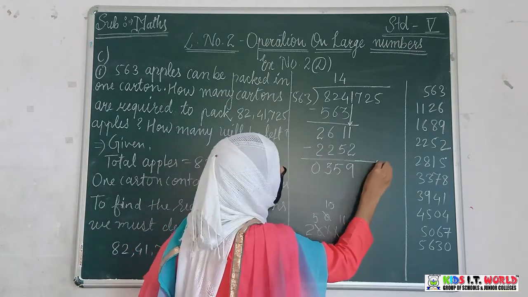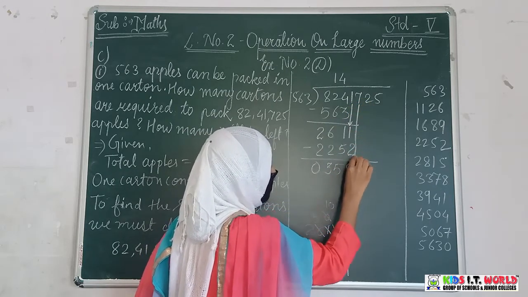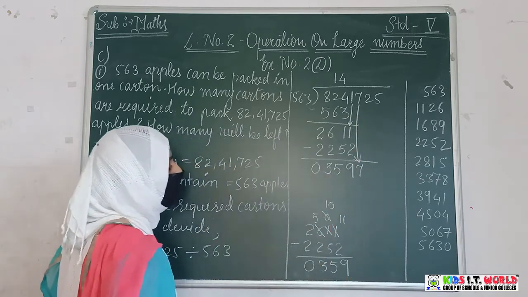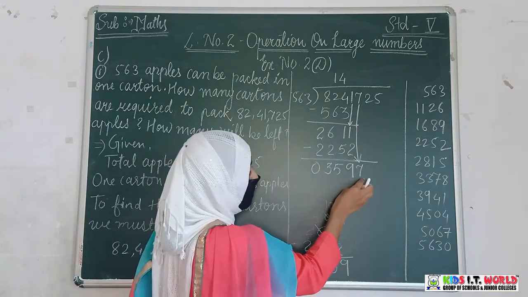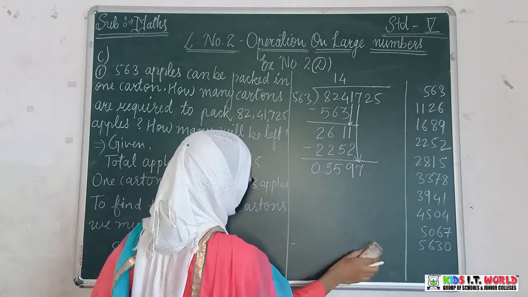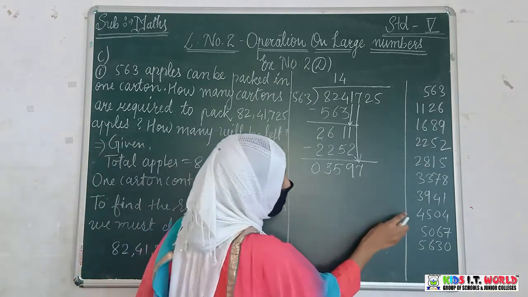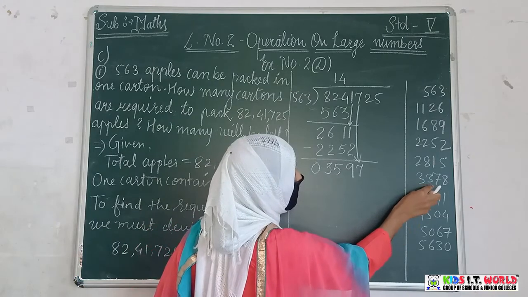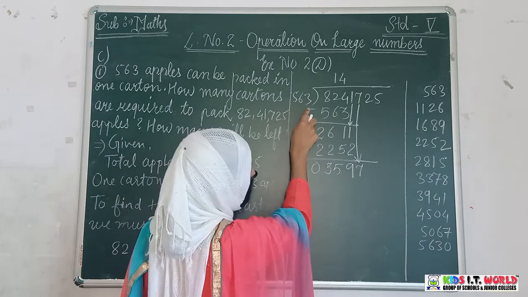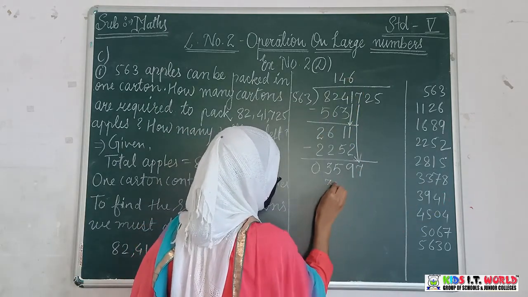Now in the next step, we have to take another number down here. So on the next step, we will take 7 here. Now this number is 3597. Now observe the table. Is the table having 3597 or less than 3597? So we are having 3378 on the 6th position. So 563 6s are 3378.